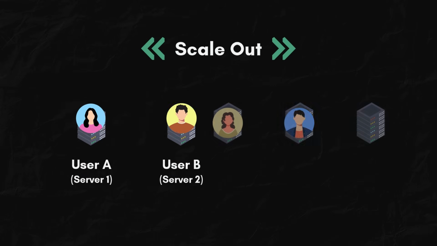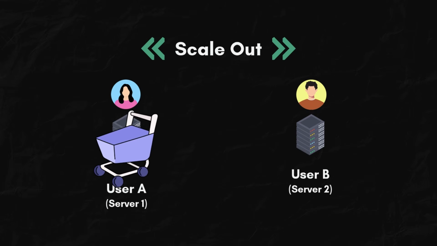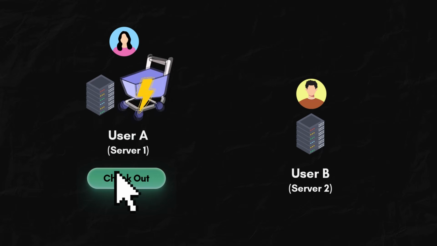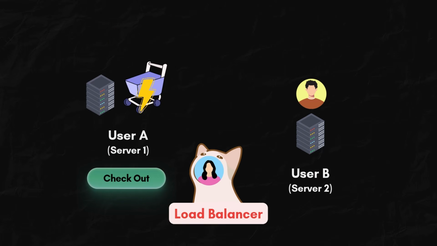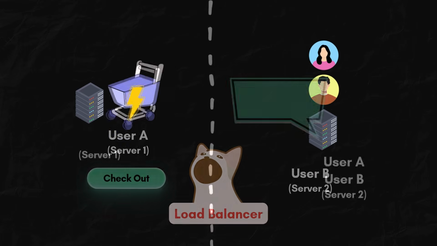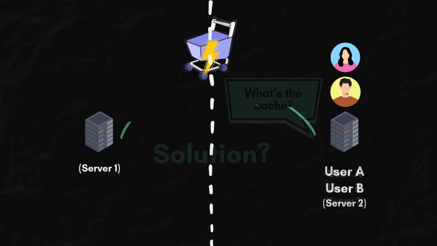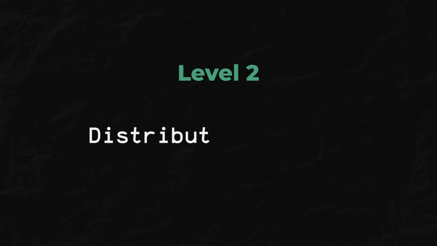Here's the catch. User A adds an item to their cart on server 1, and it's cached there. Then they click checkout, but the load balancer sends them to server 2. Oops, server 2 has no idea about the cache. The solution? Move the cache outside your servers. So, welcome to level 2, distributed caching.